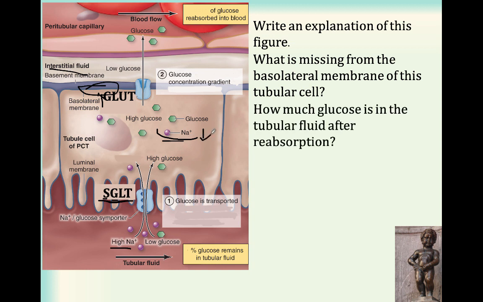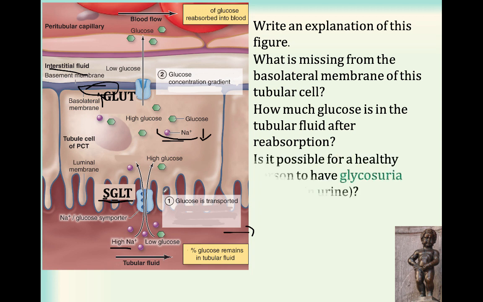Okay? How much glucose is in the tubular fluid after reabsorption? Well, again, in a young, healthy person, none. But again, you know that you can eat so much sugar that you overwhelm these guys, and some of the glucose gets by the SGLTs before it can be reabsorbed. And in that case, you would indeed experience some glycosuria.